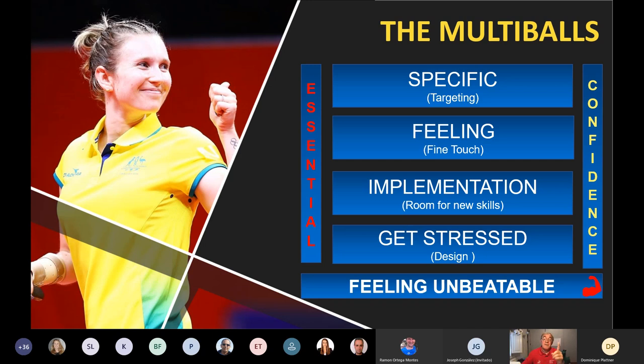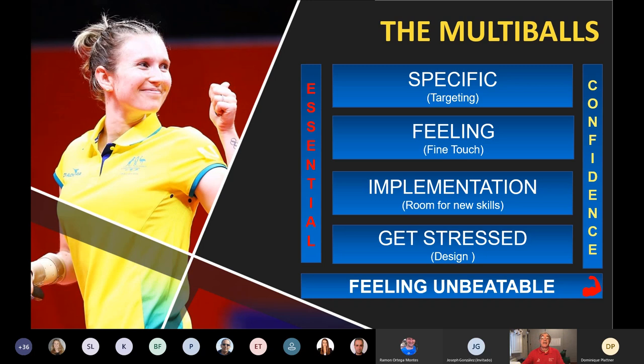So essential and confidence go together. Again, confidence coming again and again. What we can do with the multiples in that moment can be specific, targeting something in particular of your game, or maybe the opponent's game. A short ball or a flick, you keep repeating. Maybe you add one flick and one speed back, and anything you can do according to what the player needs at that time. So targeting is extremely important.